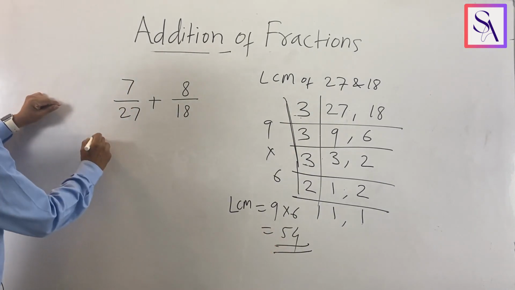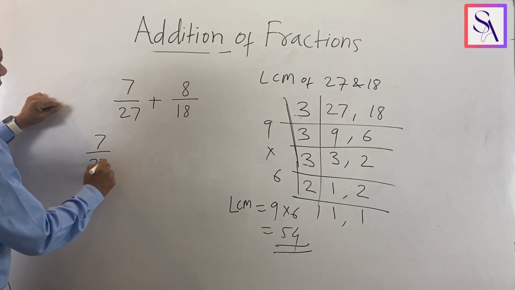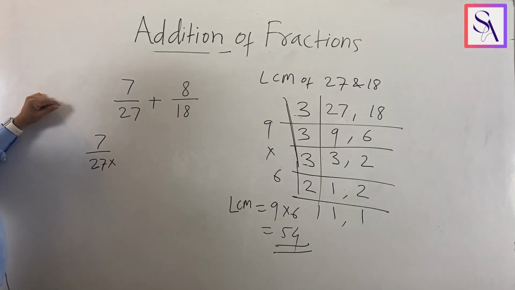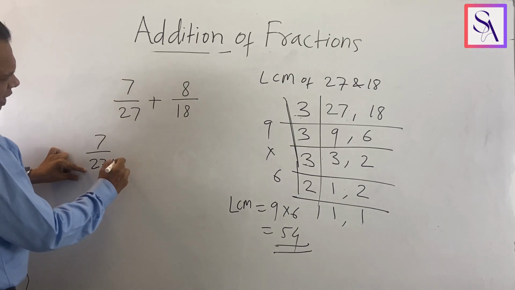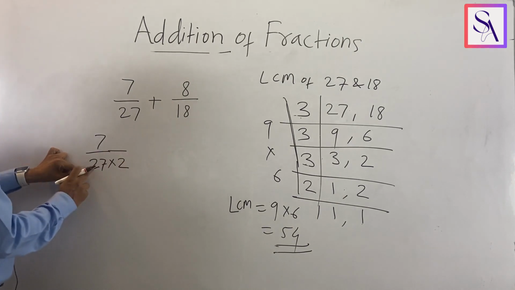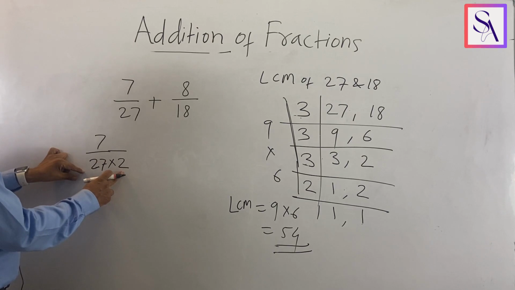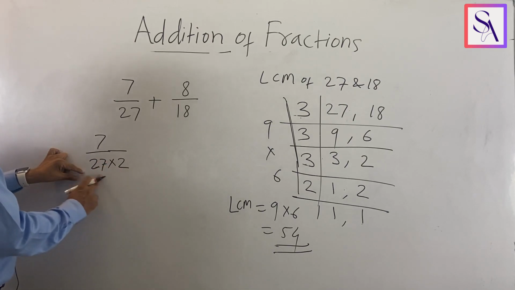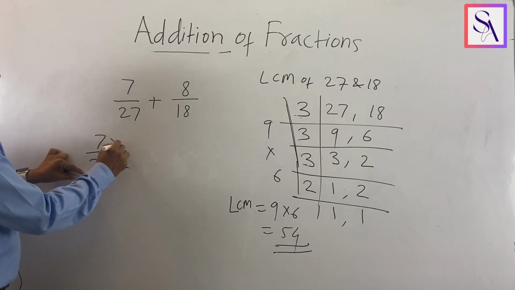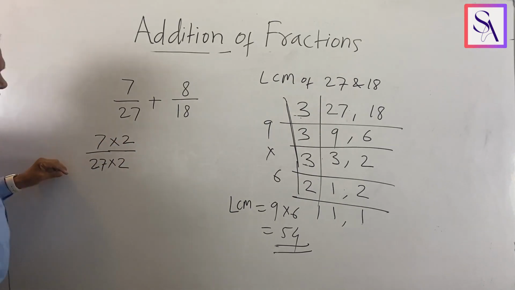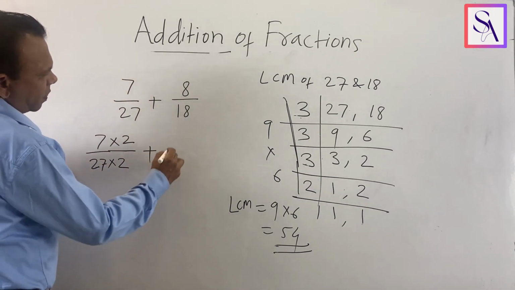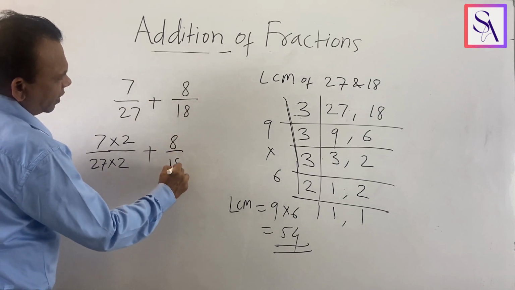So what to do? 7 by 27. To bring 54 here, I have to multiply 27 by 2, because 27 into 2 is 54. So if I am multiplying the denominator by 2, I have to multiply the numerator by 2 as well to balance this fraction, plus 8 by 18.